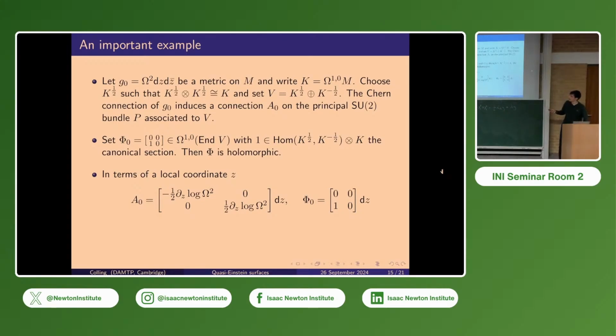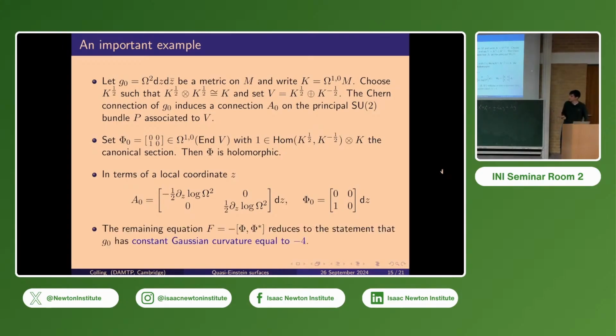So if you pick a complex coordinate z, we can write everything down as just matrix valued 1-forms, and we end up with this phi and this A. And now you can see explicitly that this phi is indeed holomorphic. And moreover, there's still one Hitchin equation left, the one involving the curvature of this connection. You can just calculate it now using these coordinates, and the condition turns out to be equivalent to the metric that we started with having constant Gaussian curvature equal to -4.